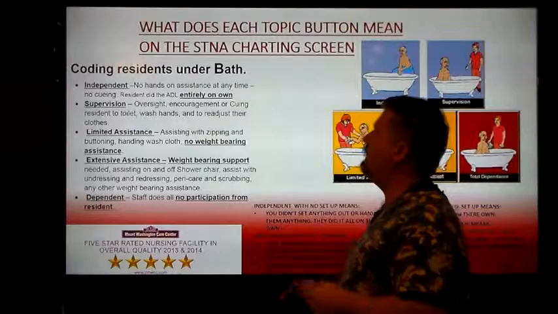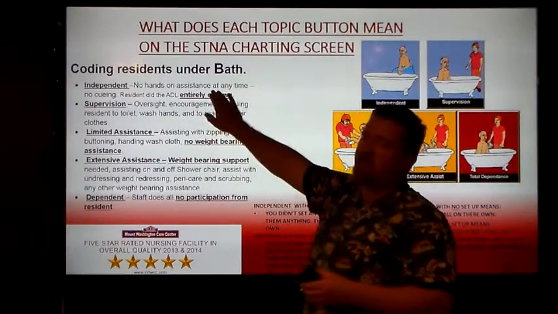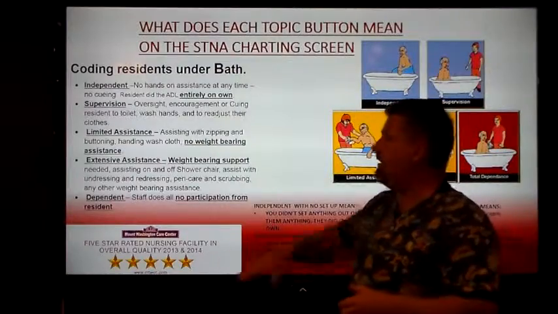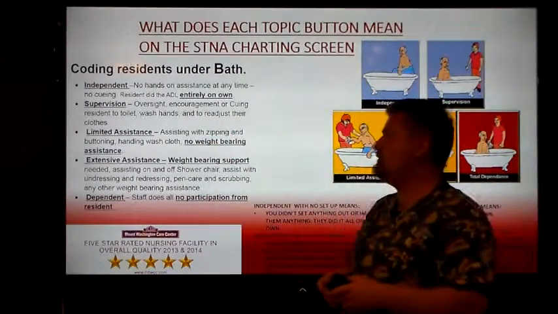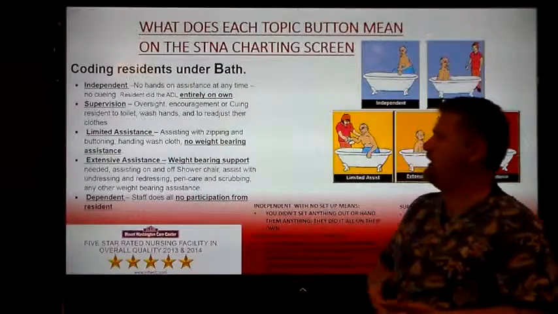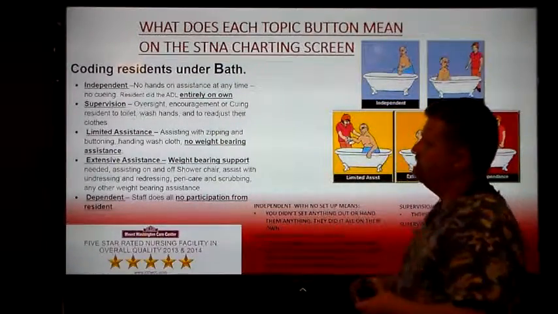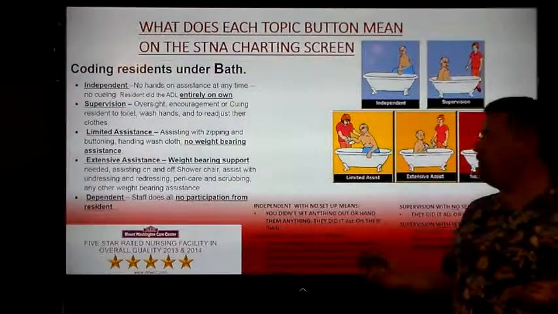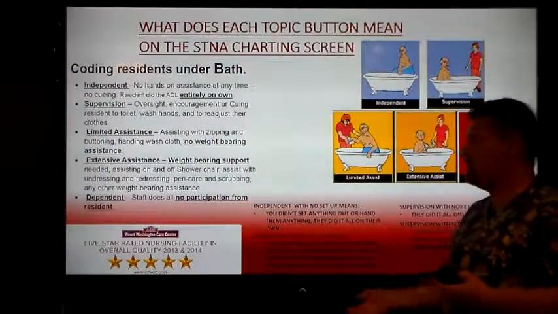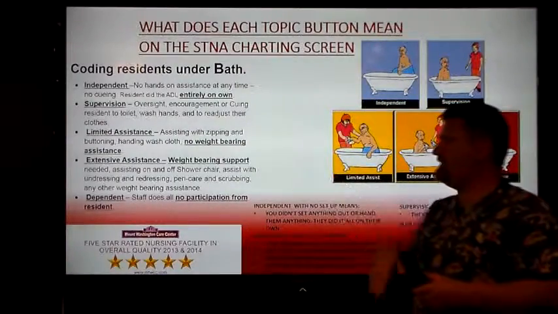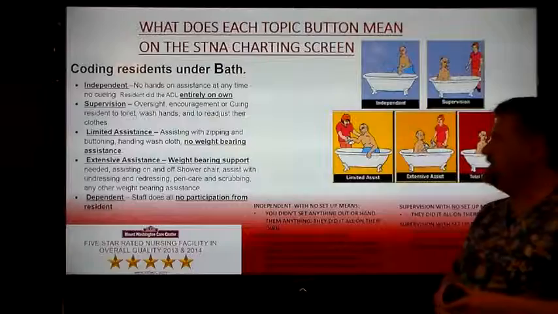Coding a resident under bath. Independent is not something we do for safety reasons, so all bathing must be at least supervision. Supervision, meaning oversight, encouragement, or cueing. Limited assistance. Assist the resident with zipping or buttoning, handing them the washcloth, but no weight-bearing assistance. Extensive assistance. Weight-bearing support is needed.